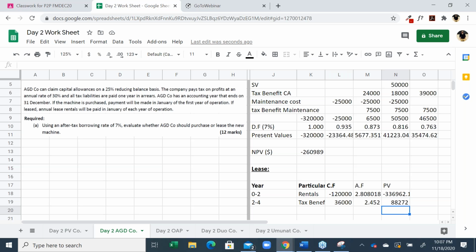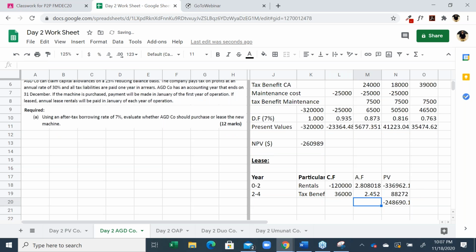Right, and let's now net off these two figures, and that's called the net present value of leasing the asset. So if we lease the asset, it's going to cost us 248,690, and if we buy the asset, it is going to cost us 260,989. Which option is better? Since the cost of leasing the asset is lower than the cost of buying the NPV, therefore we should go for leasing. That's the answer. So we should go for leasing.